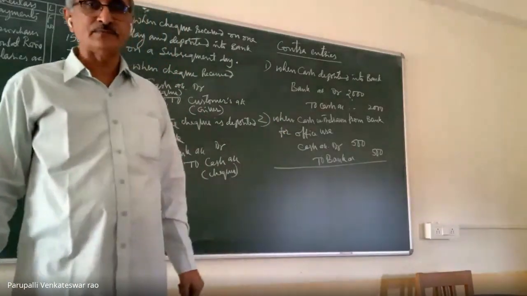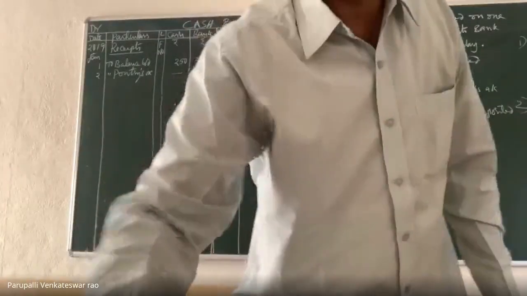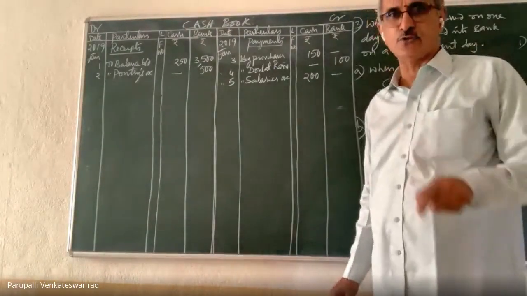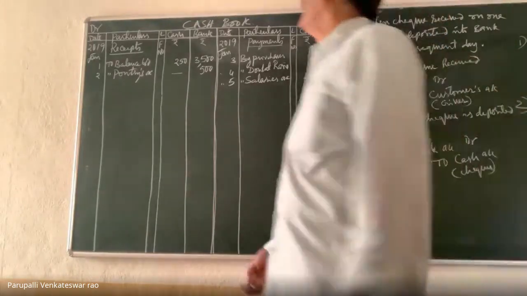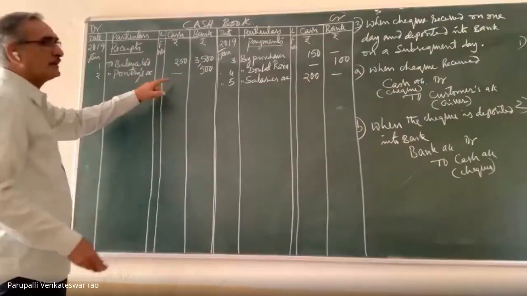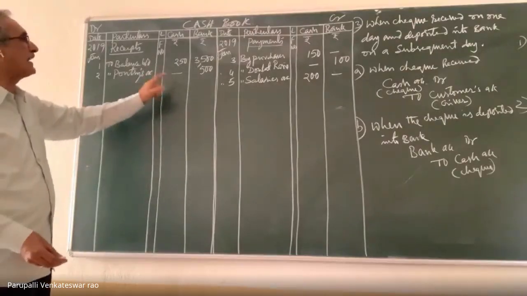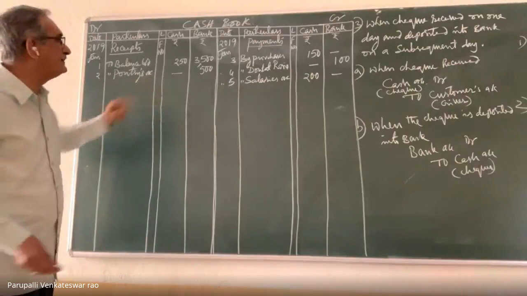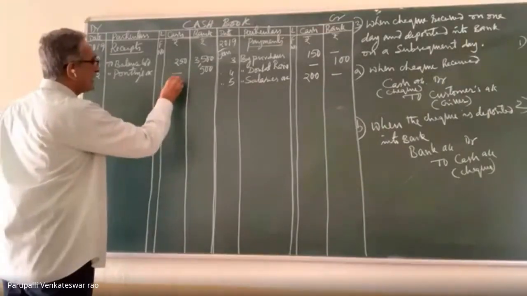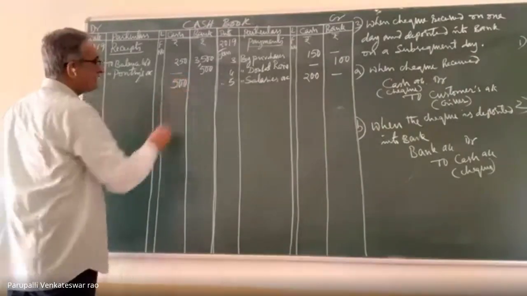What comes in? Cash. Cash received. Now look at me carefully. This is the troubleshooter, you may get a doubt. What comes in? Cash comes in. What is received? Cash is received. Write in the cash column. First record the amount. How much received? 500 cash received. Write cash column 500.